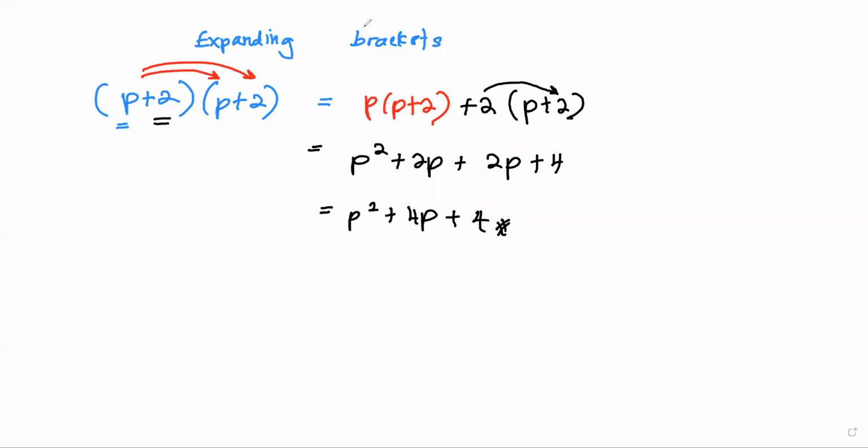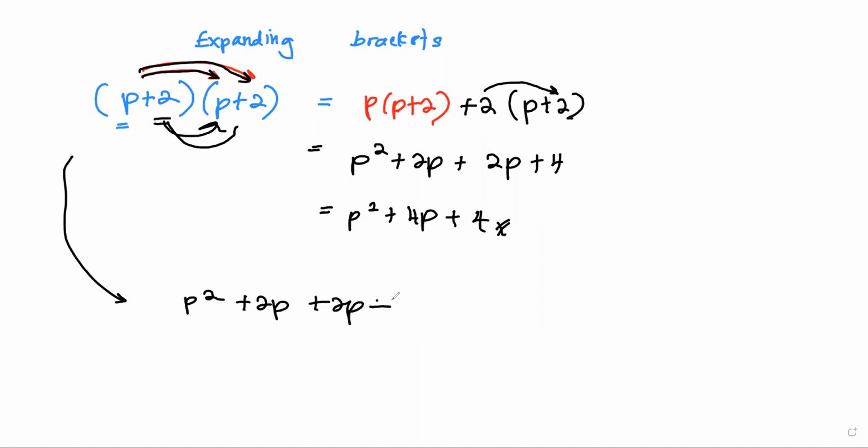And normally, what people do is they don't write this one. If you feel confused, I would suggest you write this step so you can double check your answer. But if you're okay with it, you can just use the arrow method, like p times p, you can straight away write p squared. P times 2, so 2p. And 2 times p, 2p. And 2 times 2, you will get 4. So at the end, you will get the same answer like the step here.